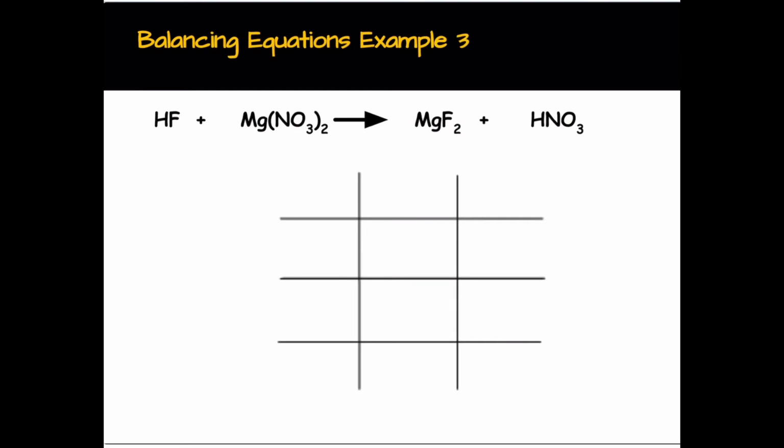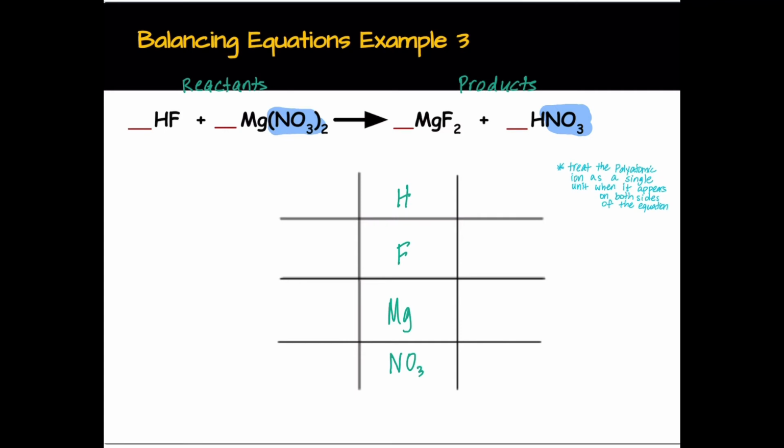In example 3, we have a double replacement reaction. Let's use the table to list our elements: hydrogen, fluorine, magnesium, and nitrate. Do you notice the polyatomic ion nitrate on both sides of the equation? If you notice a polyatomic ion on both the reactant side and the product side, keep the polyatomic ion together and treat it as one unit. It is more efficient and simpler to balance this way.